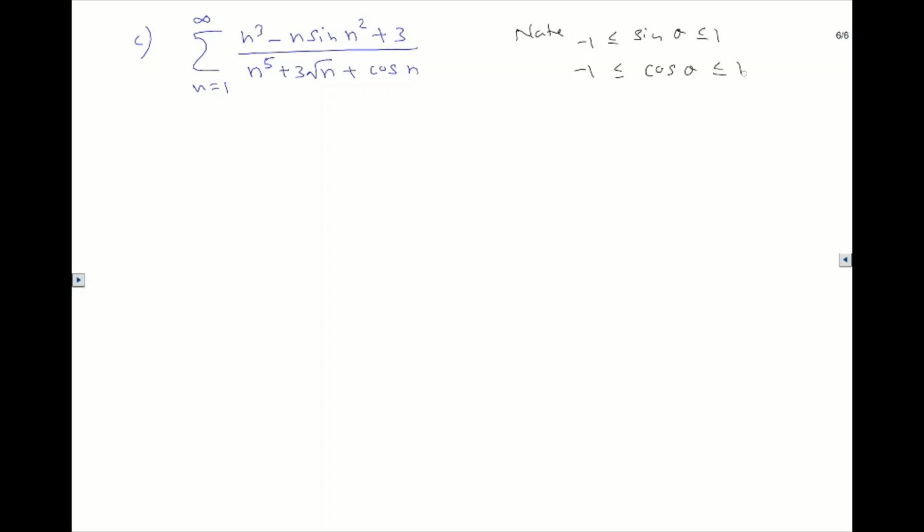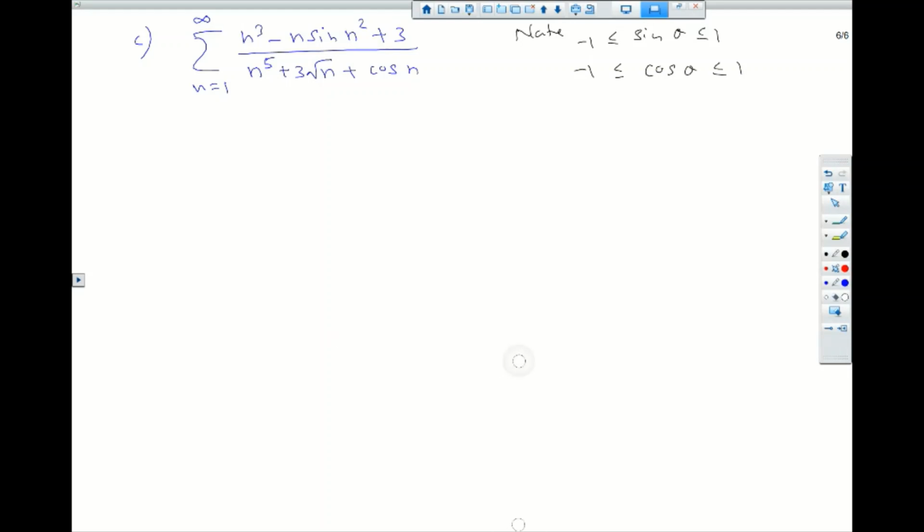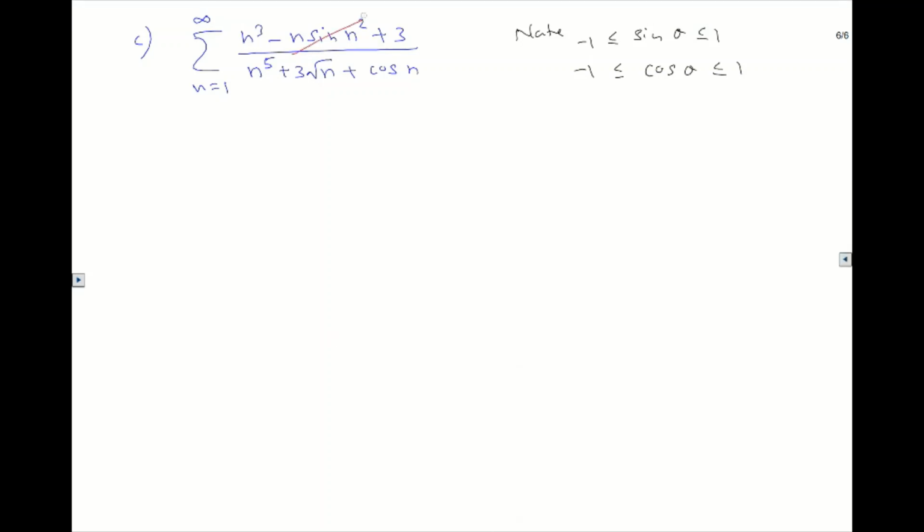So those two terms are just between 1 and negative 1, which means we can ignore them. Also, square root n compared to other powers is smaller, so we can ignore pretty much all these terms. So you're going to compare this series with n^3 over n^5. That means 1 over n squared, and that series is going to converge. So this one converges. That's it. Very simple.